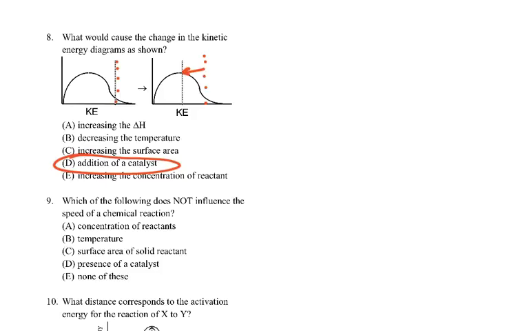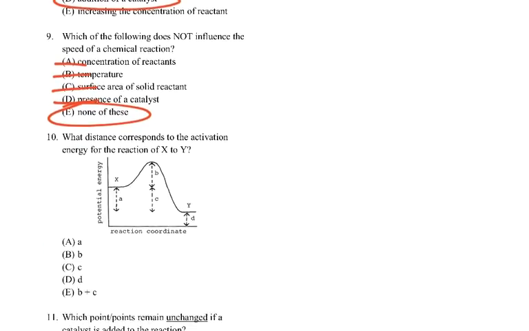Number 9, which of the following does not influence the speed of a chemical reaction? Concentration of the reactants, well, that certainly will change the speed of a chemical reaction. Temperature certainly will. Surface area of a solid, sure. Presence of a catalyst, that's sure. So the answer is E, none of these. All of these other things will change the speed of a chemical reaction.